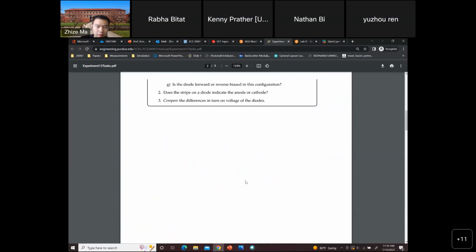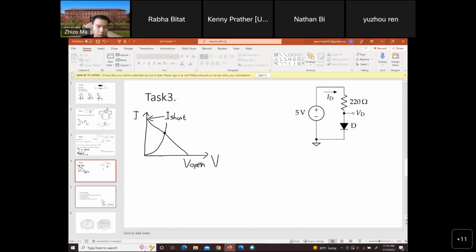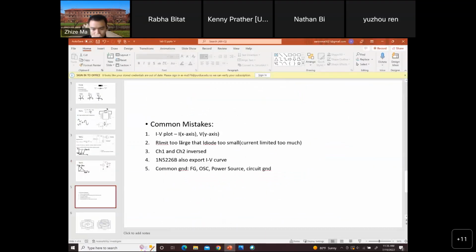Again, there are a couple of common mistakes here. The first one, make sure your voltage is on the X axis and the current is on the Y axis. And make sure your R limit is not too large, so that you don't limit the current too much.